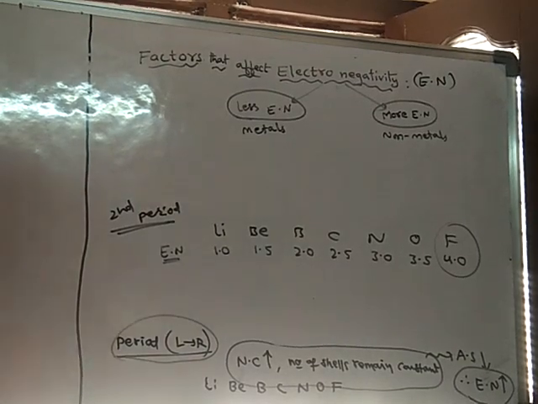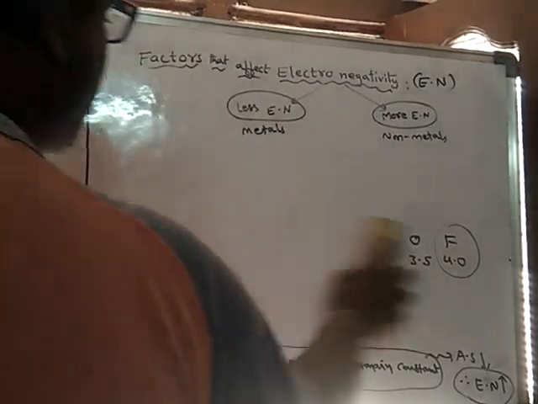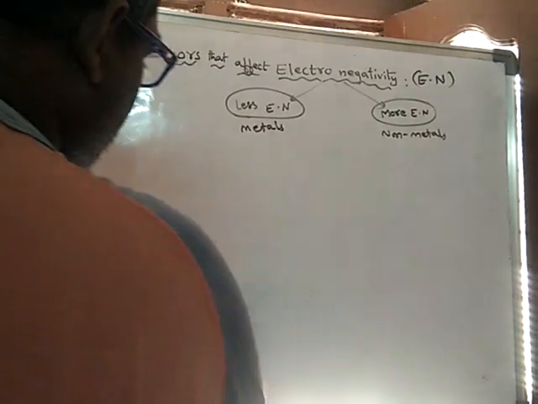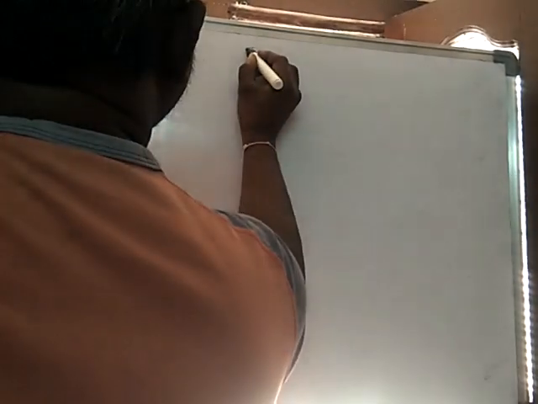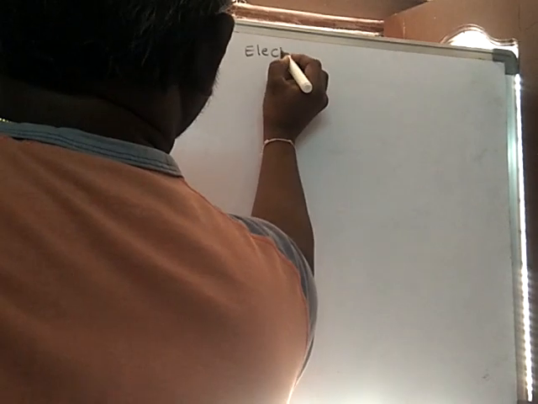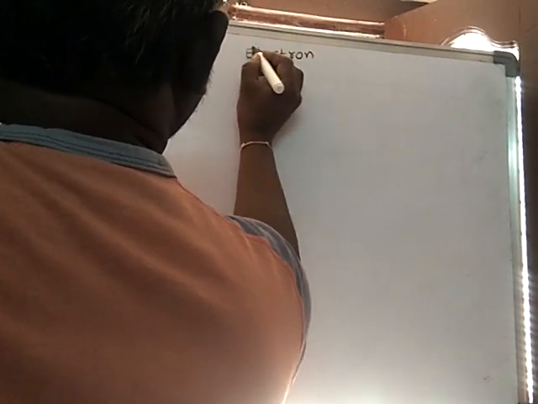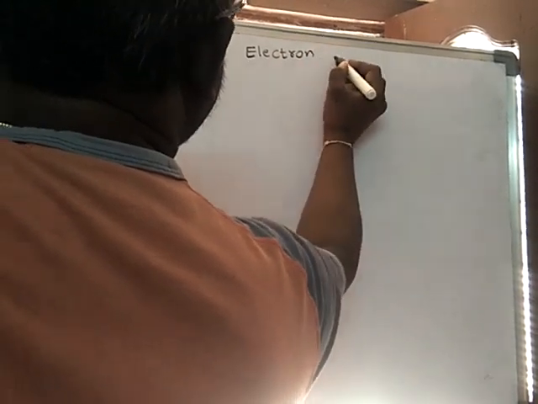Now we will discuss the next property which depends upon the position of the element in the periodic table. The next property is electron affinity.